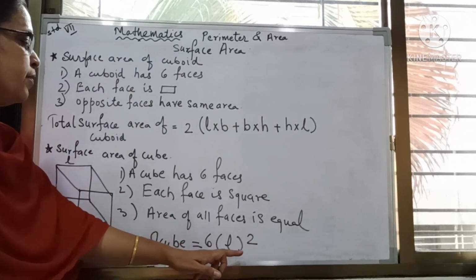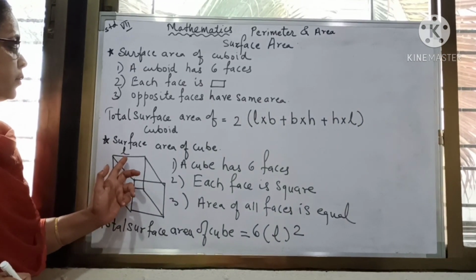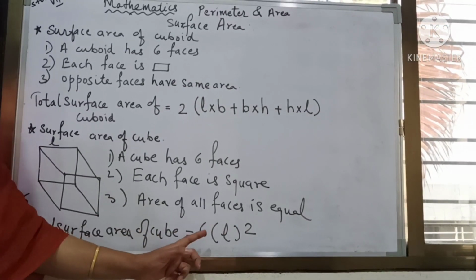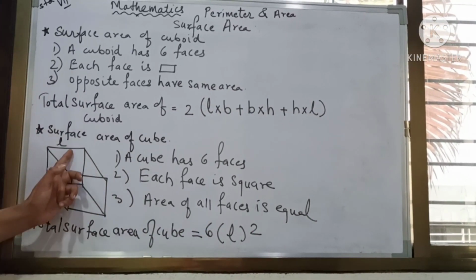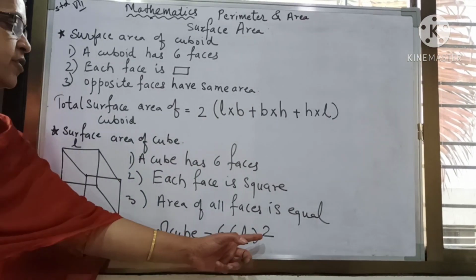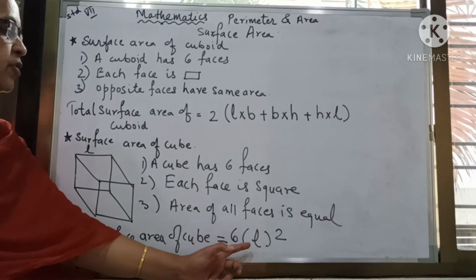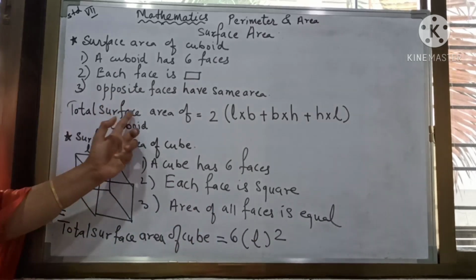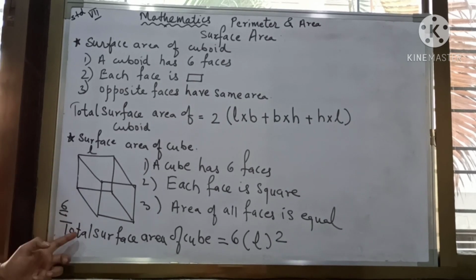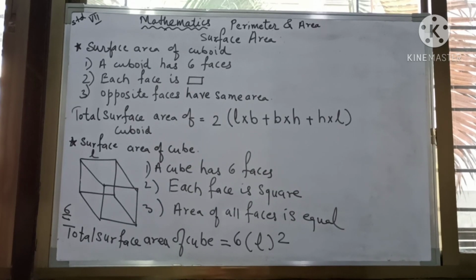L square, why? Because we are finding out the area, and the formula for the area of a square is L square or side square. Therefore L square, and 6 because these total squares are 6 in number. Therefore 6L square. So this is the formula for the total surface area of a cube, 6 into L square, and the total surface area of a cuboid. These two formulas you will write 20 times in your classwork. With the help of these formulas, we will solve the sums from the exercise.